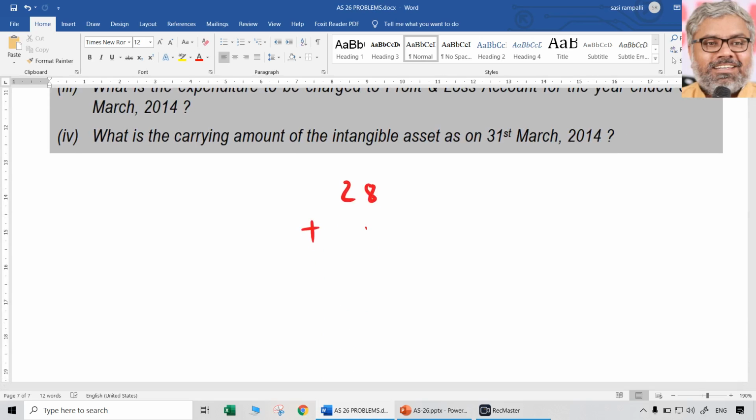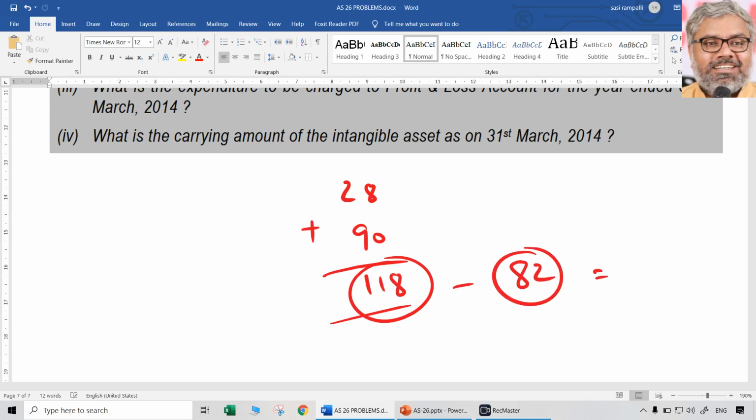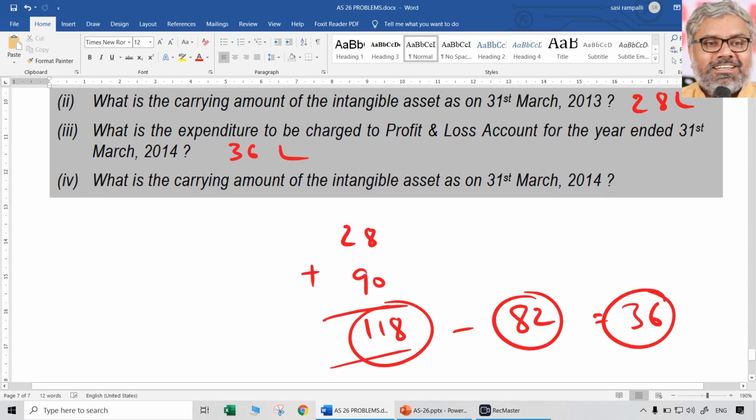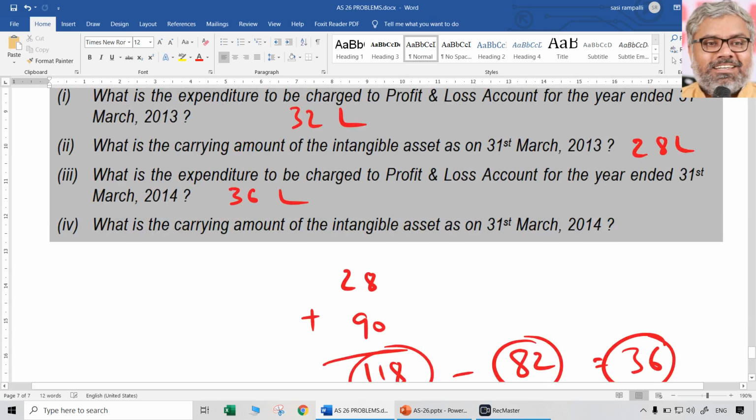incurred, right? That means the carrying amount is ideally supposed to be 118 lakhs, but the recoverable amount is only 82 lakhs. That means there is an impairment of 36 lakhs. What should happen to this impairment? That should be charged to P&L. That means 36 lakhs has to be charged to P&L for the year ended 31st March 2014. 36 lakhs is the answer for the third question.